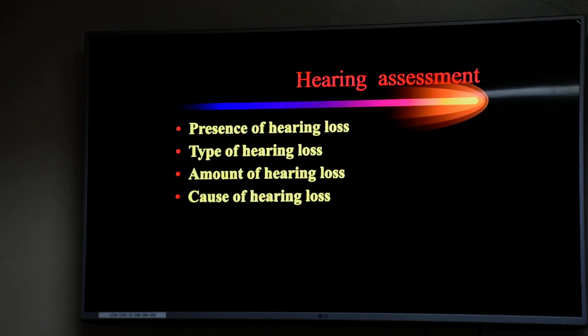Hearing assessment is divided into four steps. Our purpose in these four steps is, number one, to detect the presence of hearing loss. Number two, if there is hearing loss, we would like to know the type of hearing loss, meaning is it conductive, sensory neural, or is it mixed? Thirdly, we would like to know the amount of hearing loss, meaning how many decibels of hearing loss does this person have? And eventually we would like to know the cause of hearing loss. This would help us to determine what we can advise the patient for his problems.